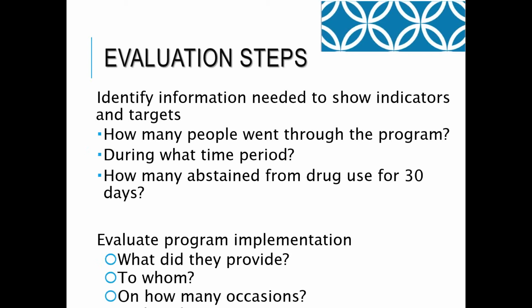So you need to identify information needed to show indicators and targets. So for example, how many people went through the program? During what time period? Here's another substance abuse example. How many abstained from drug use for 30 days? Identifying the information that you need up front ensures that you're going to have the evaluation data that you need at the end of the program. And I cannot stress that more.